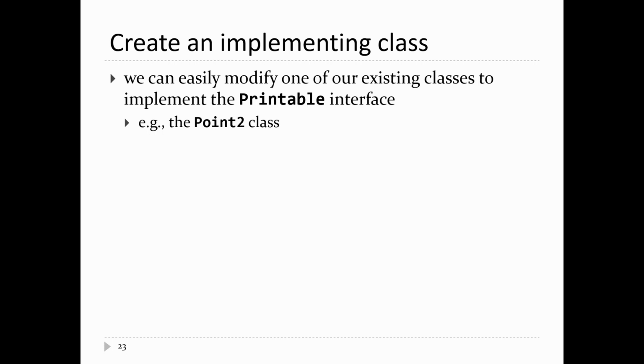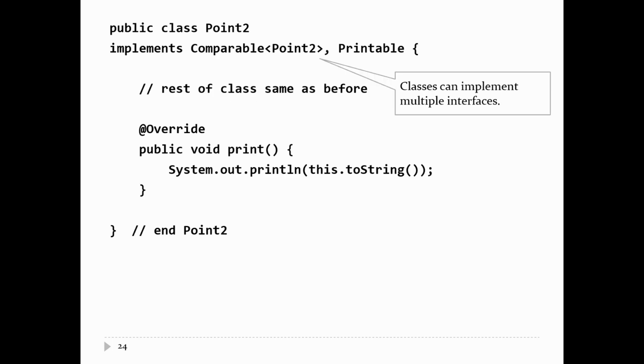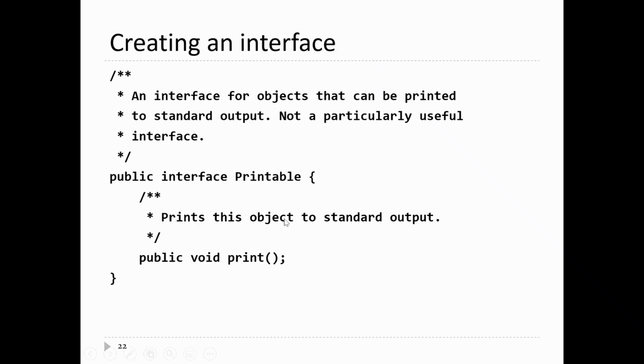Now, you can easily modify any class that you have the source code to implement the printable interface. For example, I can take the point2 class and have it implement the printable interface. Currently, our point2 class implements comparable. Now, in Java, a class can implement as many interfaces as you want. So you just list the interfaces, separating them with commas. That declaration says point2 implements the comparable interface and the printable interface. If it implements the printable interface, it has to provide the print method.